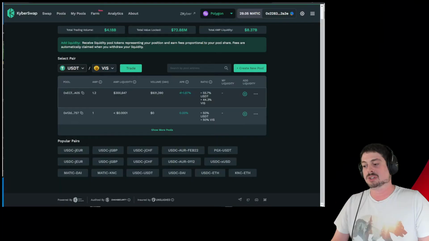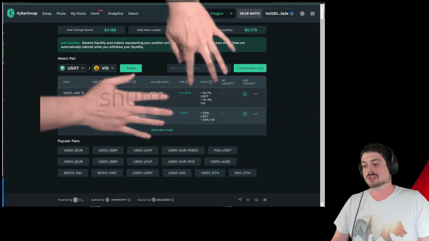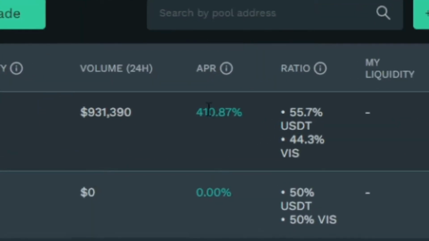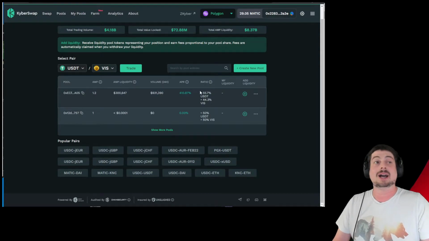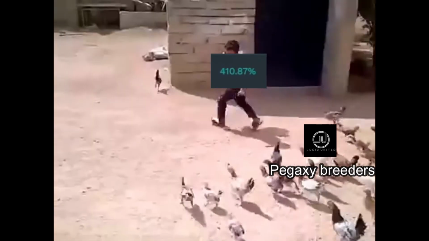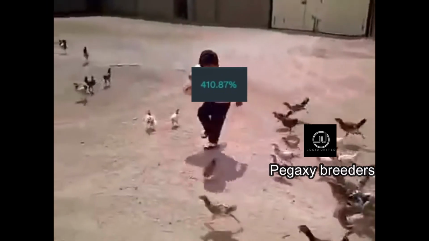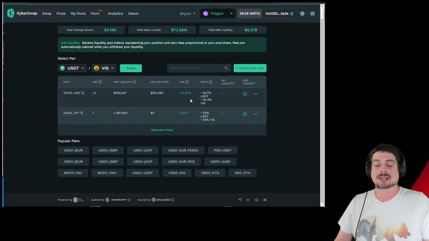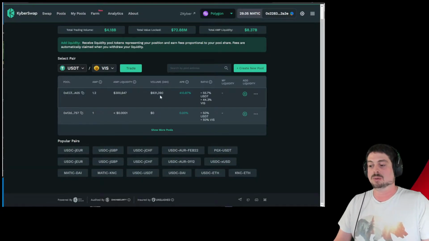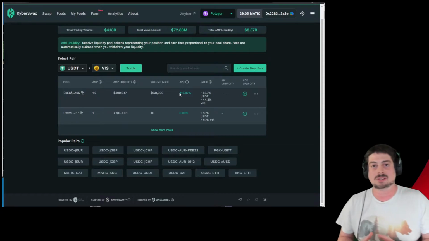Wait a minute! It's doing 3x the volume that's in the pool. Right now, the ratio is 55% USDT, 44.3% Viz, so people are clearly buying Viz. We're interested in getting in this pool. Let's take a look at what some of the risks are.